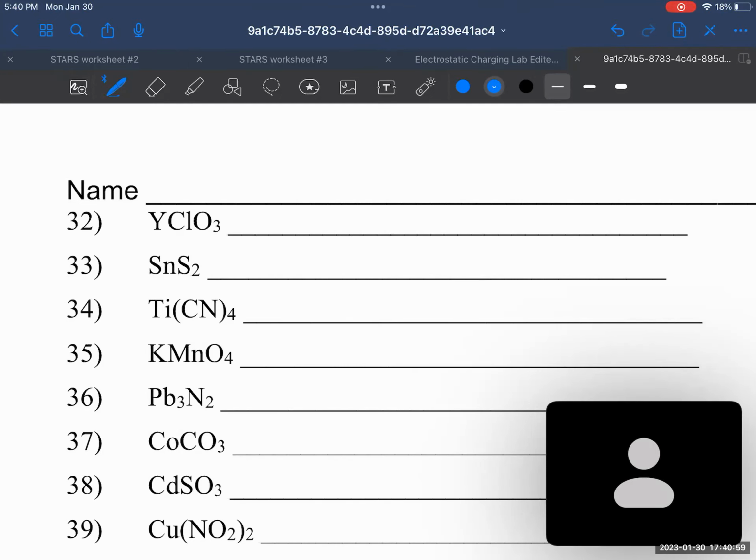Yttrium. That's how you pronounce that, by the way. Yttrium. Yttrium. So, right, we're told that this thing has a charge of 3 plus.